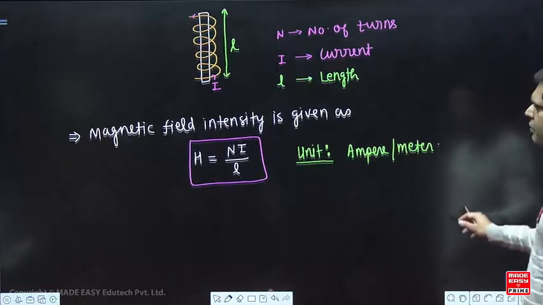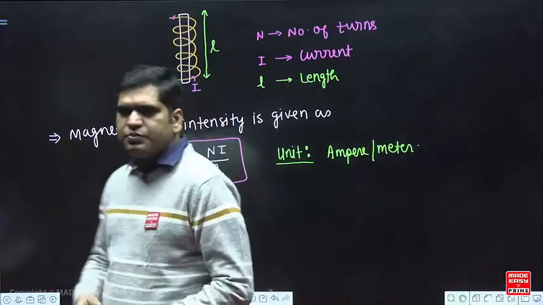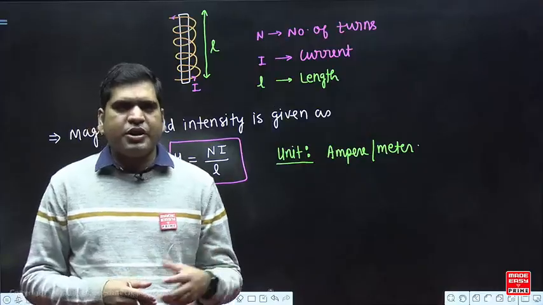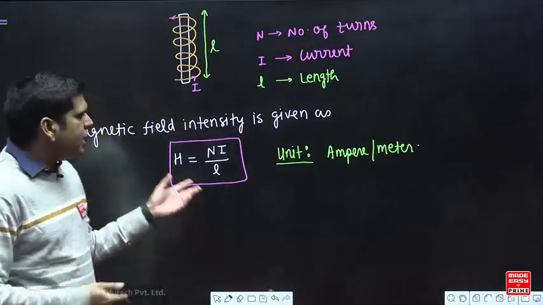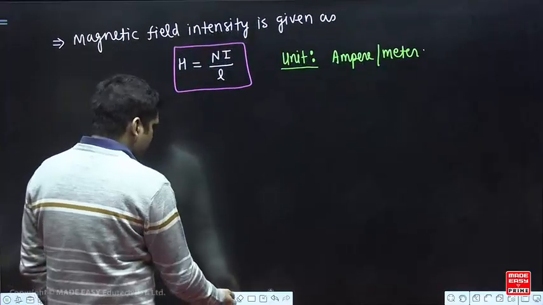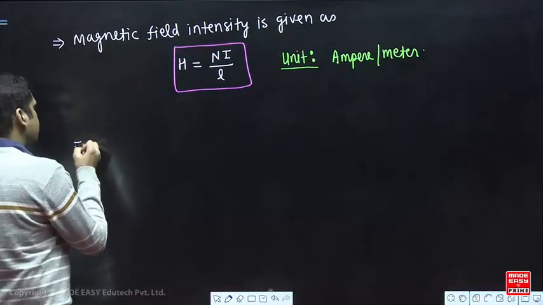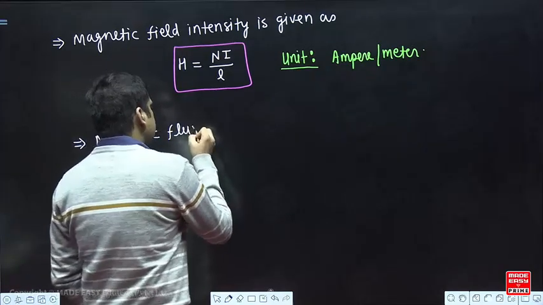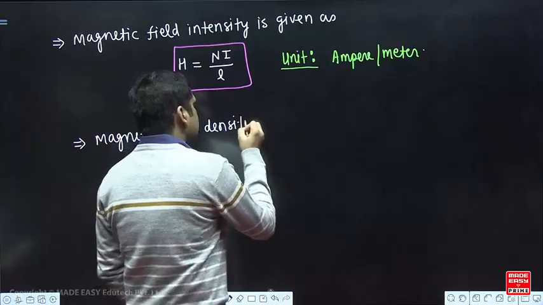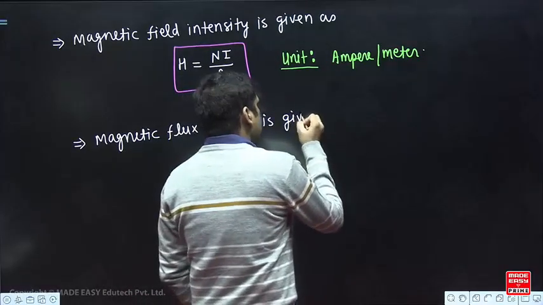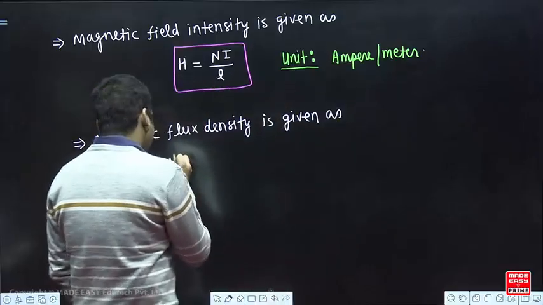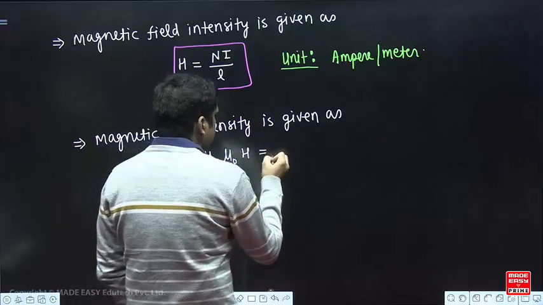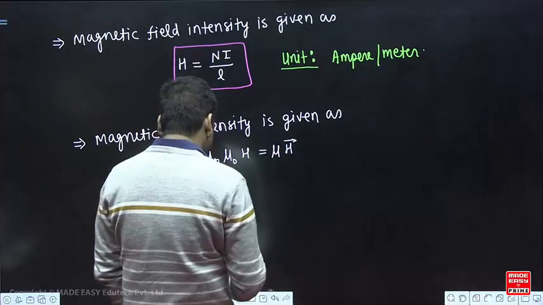magnetic field intensity. We define here magnetic flux density. Flux is just like charge. So here we talk about flux. Flux is per unit area. Basically, that is the 2D quantity, and field is basically 1D quantity. So magnetic flux density is given as B is equal to mu r mu naught into H, that is mu into H.